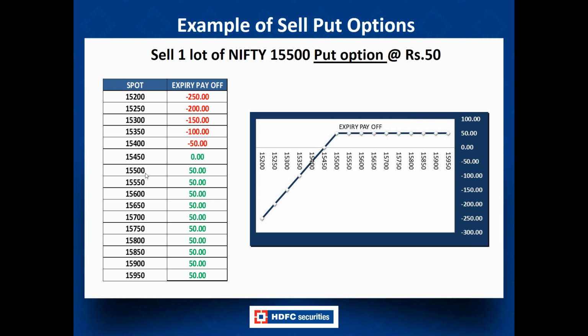So here in this scenario, if Nifty expires on or above 15,500, I will make 50 rupees as a profit. But if Nifty expires below 15,500 levels, I will start making a loss. Suppose it expires at 15,300 level, I will make a loss of 150 rupees per share. So how 150? The difference between 15,500 and 15,300 is 200 points, and 50 rupees I've already received. So 150 rupees is what I will be losing.